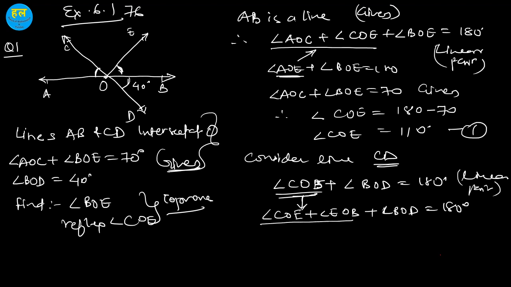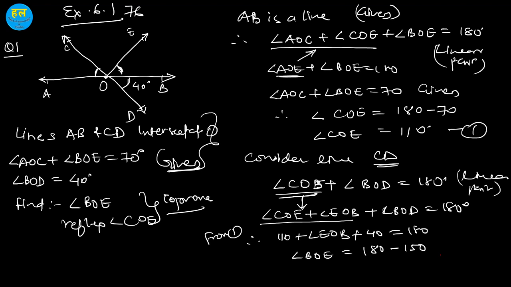Therefore what we have now, we have the value of angle COE from equation 1. From 1 we have 110, and we have BOD plus angle EOB or BOE plus 40 degree, this is given equal to 180 degree. So angle BOE is equal to 180 minus 150 is equal to 30 degree. So angle BOE becomes 30 degree. This is the first part of the question.